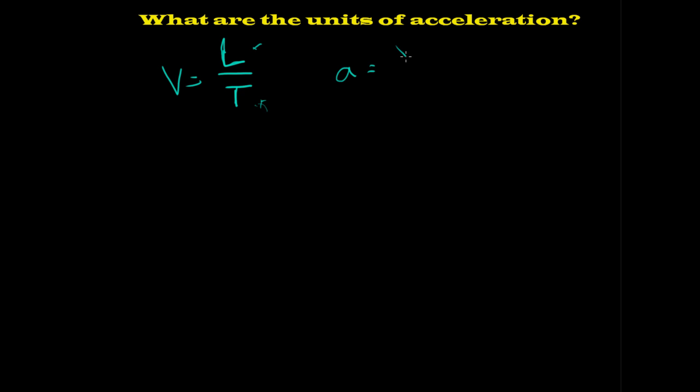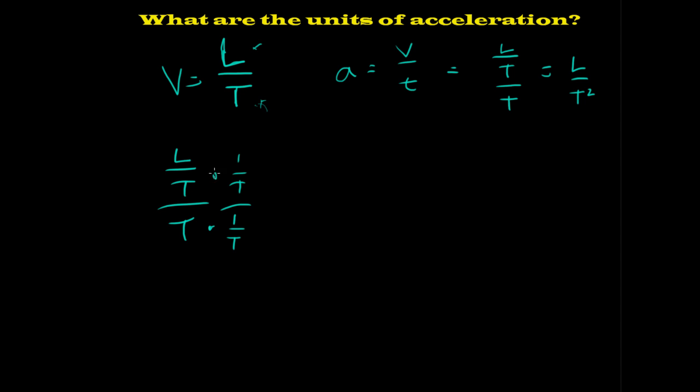Acceleration is equal to the change in velocity over a change in time, and velocity is this, so acceleration is L over t, over t, which is the same as L over t squared. If that's confusing, look at L over t over t. Let's go ahead and get rid of this denominator. So we'll multiply by 1 over t to the top and bottom. These cancel, and we multiply across, and we get L over t squared.